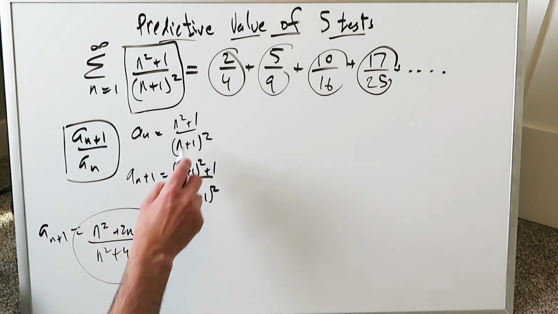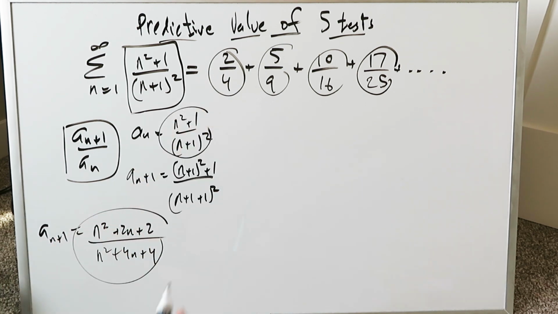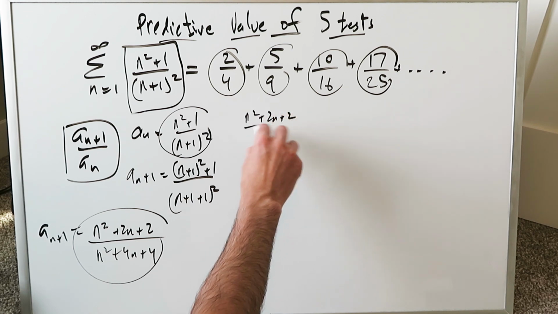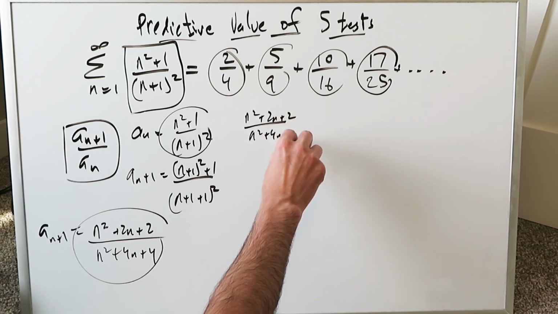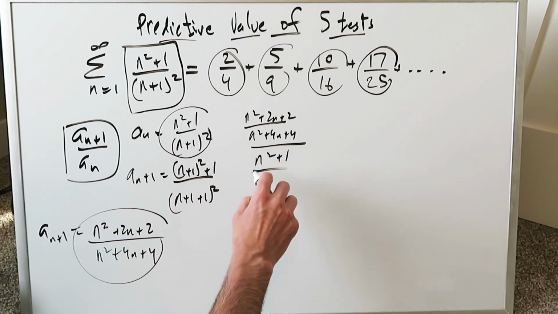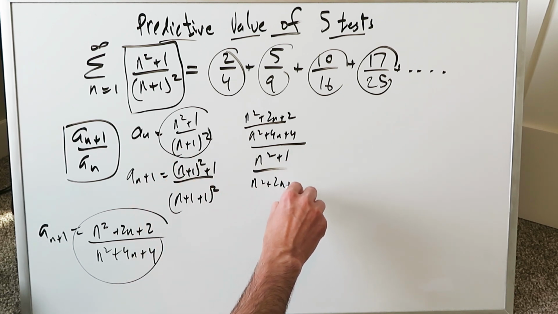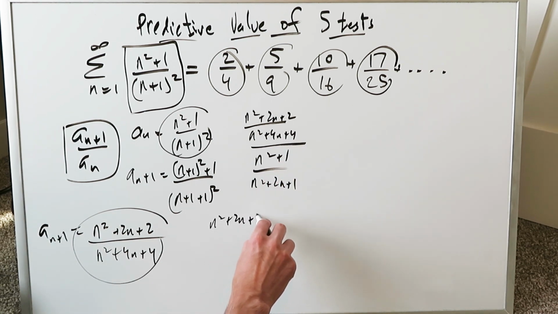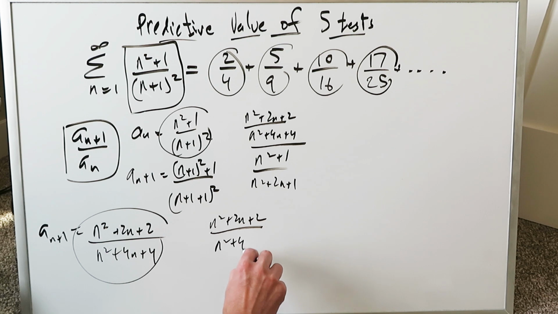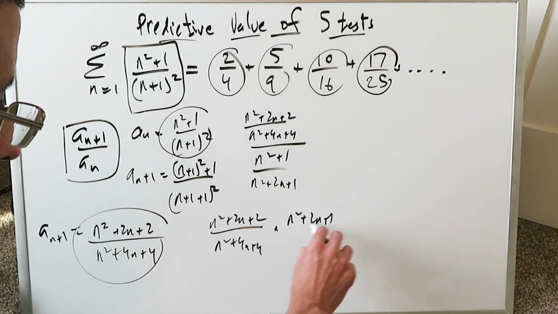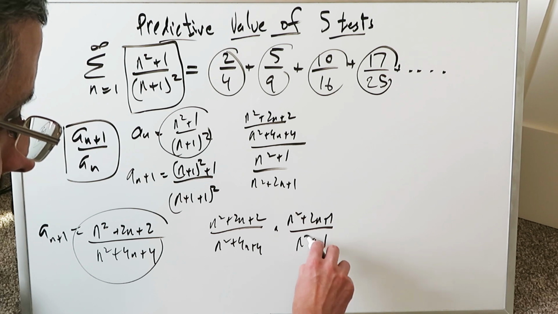You're going to take this term and divide it by that, and let's see what happens. You'll have n squared plus 2n plus 2 divided by n squared plus 4n plus 4, all over n squared plus 1 divided by, open this up, n squared plus 2n plus 1. You can flip this denominator around. You'll have n squared plus 2n plus 2 divided by n squared plus 4n plus 4, times n squared plus 2n plus 1 divided by n squared plus 1.